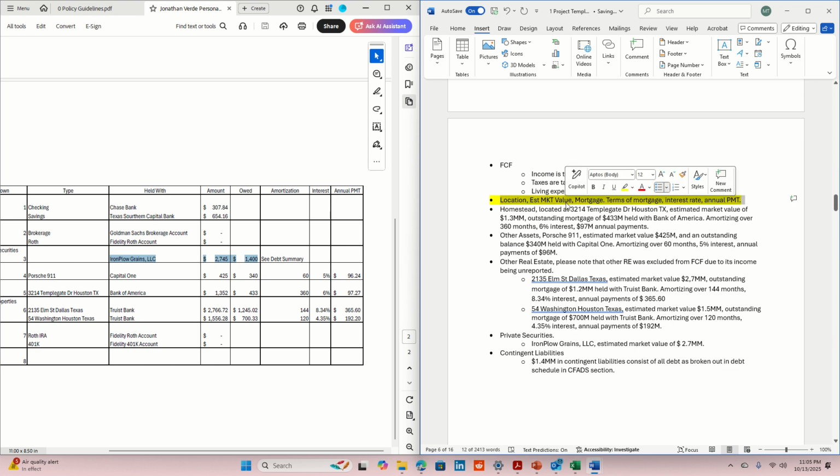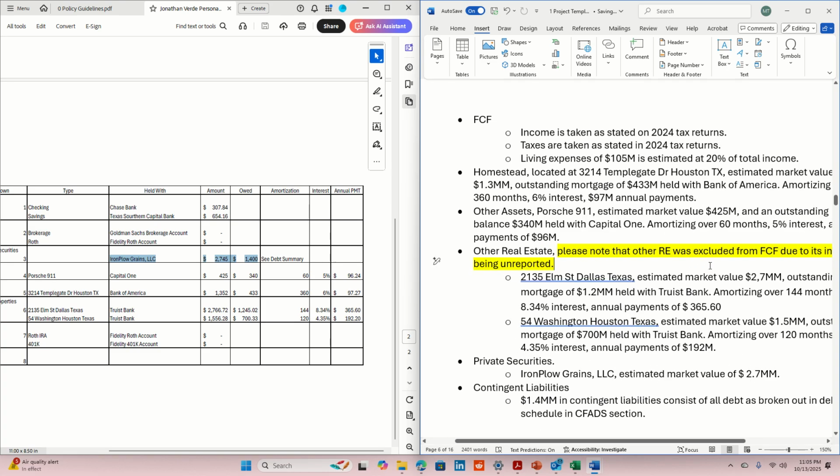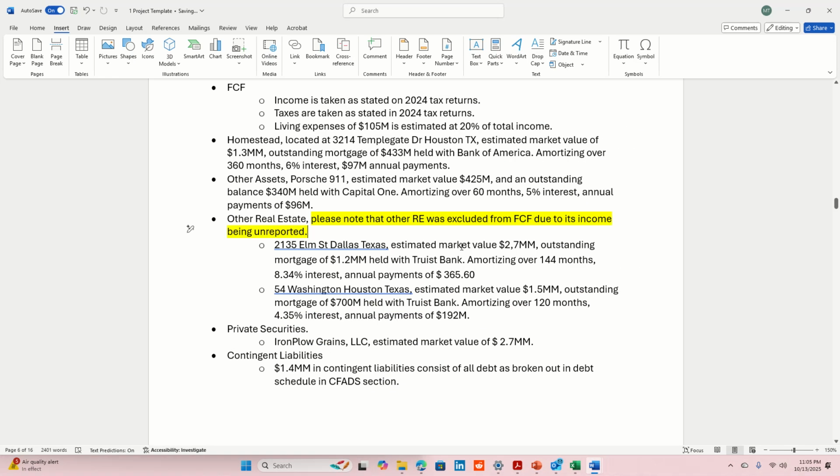I also want you guys to add a comment in your other real estate section stating this: please note that other real estate was excluded from the free cash flow due to its income being unreported. Remember, this is income generating real estate, and since they didn't report that income, it holds a lot less information, so we can't take that out of the cash flow just yet.